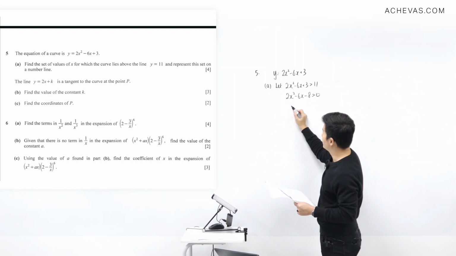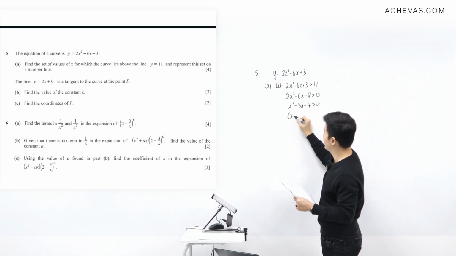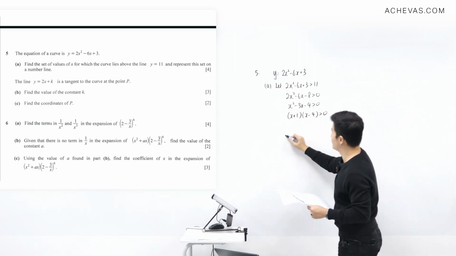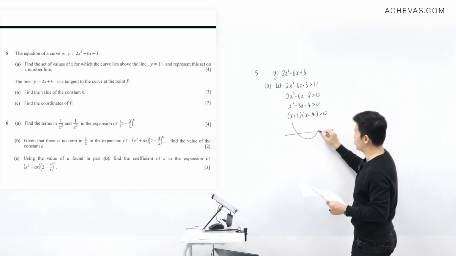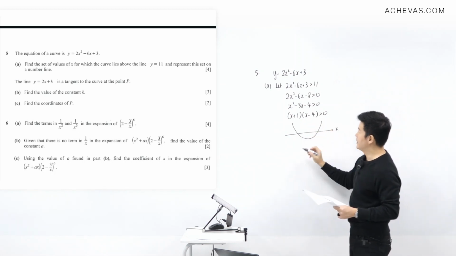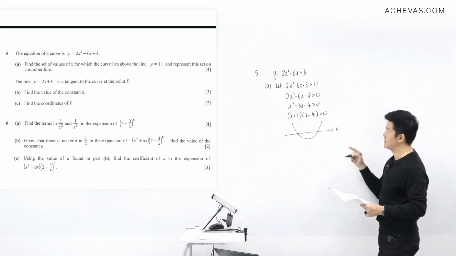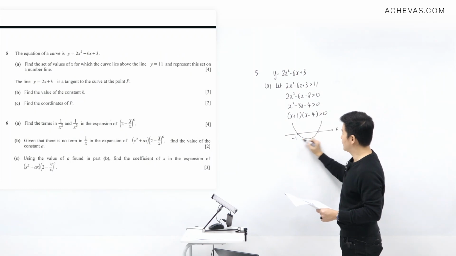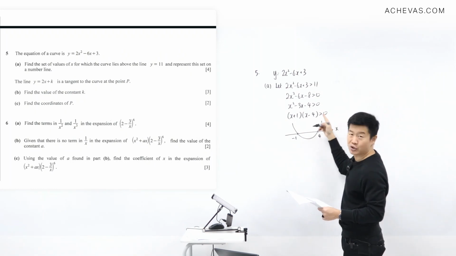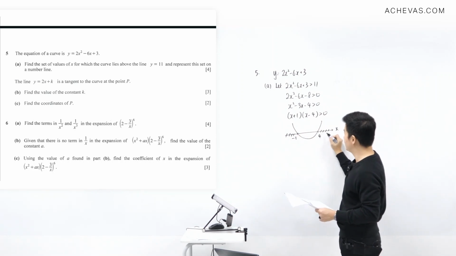Let's divide this throughout by 2 first. So we have x squared minus 3x minus 4. This is bigger than 0. Factorizing this, we have x plus 1 multiplied by x minus 4. This is bigger than 0. We can draw a quadratic graph that represents the left-hand side of this. So for this, we will have 2 places where y is equal to 0, cutting the x-axis at -1 and 4. So we are looking for the portion which is bigger than 0. The portion that it is bigger than 0 is going to be this portion and this portion.